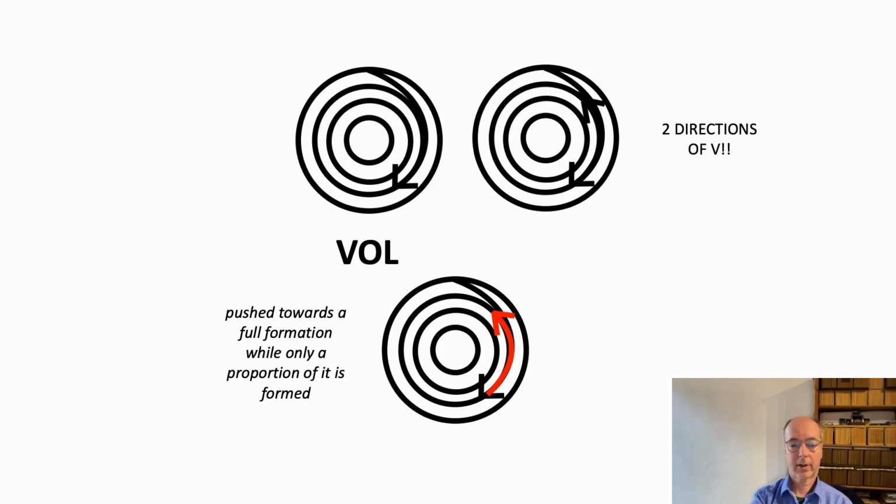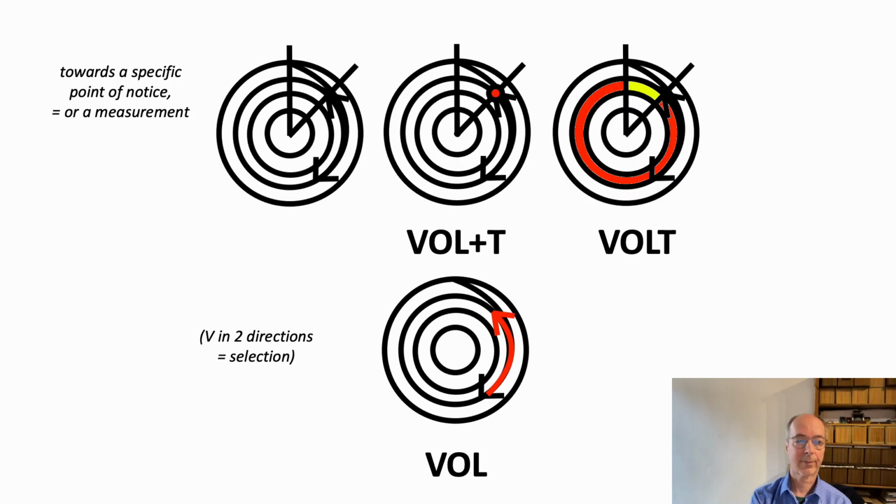But of course, like I explained in one of the previous videos, the V is always in two directions. So it is pressing forward now in this case to increase, but it's only a part of it that is actually already formed. So the V is, something is forming, it has a whole kind of potential, but mostly it's only some part that is taken for granted or is realized. So if I combine both vol and with a T in the end, T will be a measurement, so a point of notice, so a measurement.